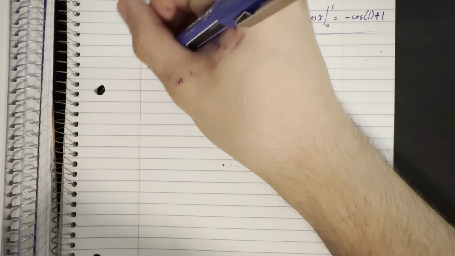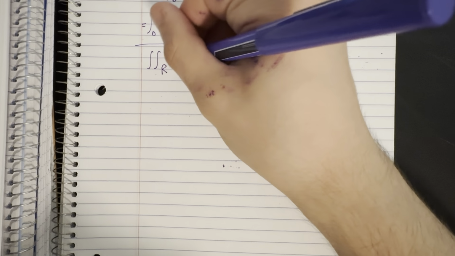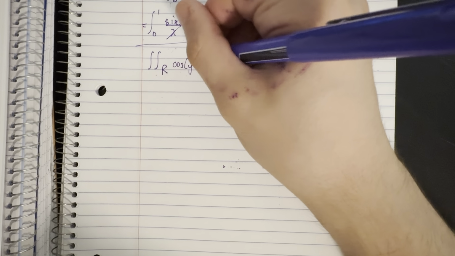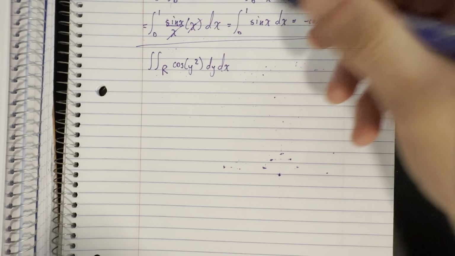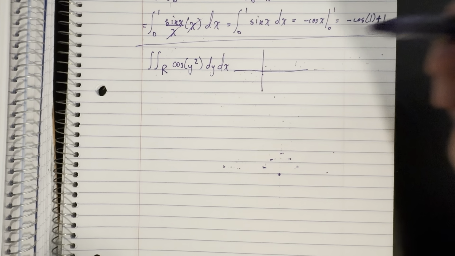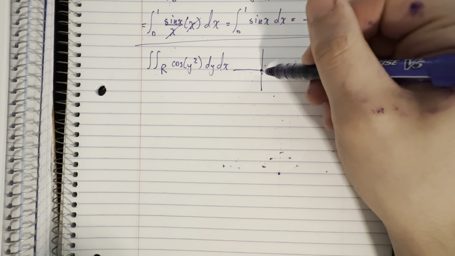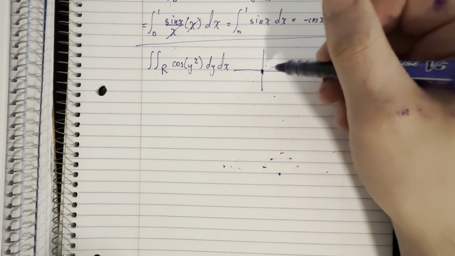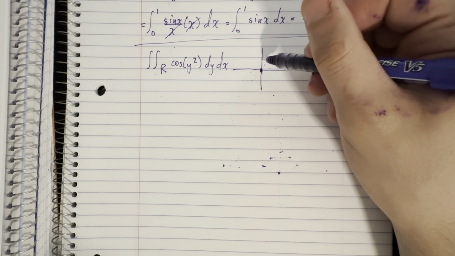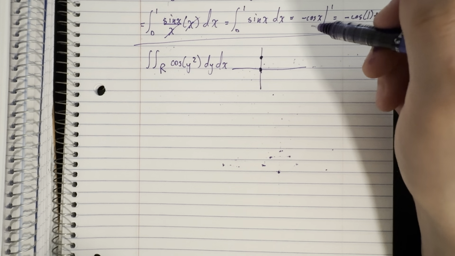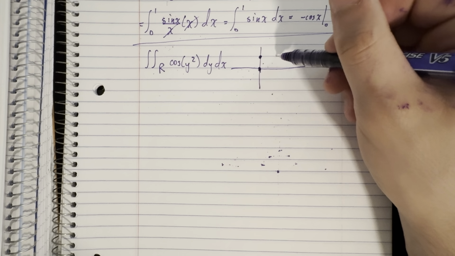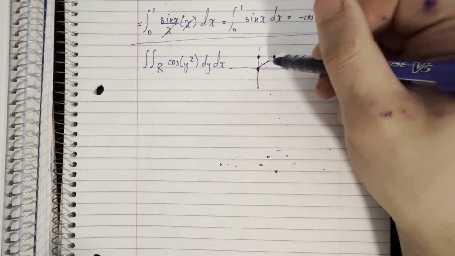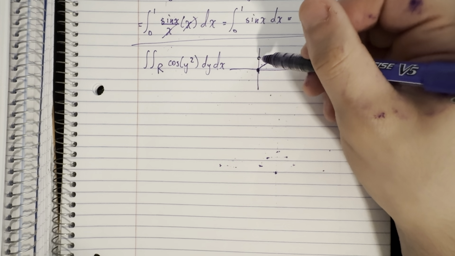All right, so this one's telling us to compute the double integral of cosine of y squared dy dx over the triangle with vertices (0, 0), (0, root pi over 2), and (root pi over 2, root pi over 2), so like that. So my guess is it's that.